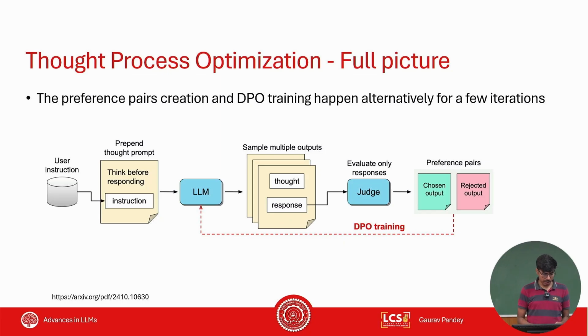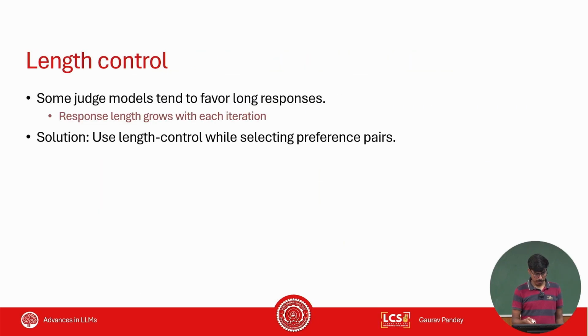So this is the full picture. You start with your query or instruction. You prepend this, generate a thought before generating a response, and then give it to the LLM. The LLM generates multiple thought response pairs. You evaluate the response only using the judge, and based on the reward, you pick the accepted thought response pair and the rejected thought response pair. You give it to the LLM for training, and then you repeat this generation process multiple times. And how many times can you do it? So let's see how many times.